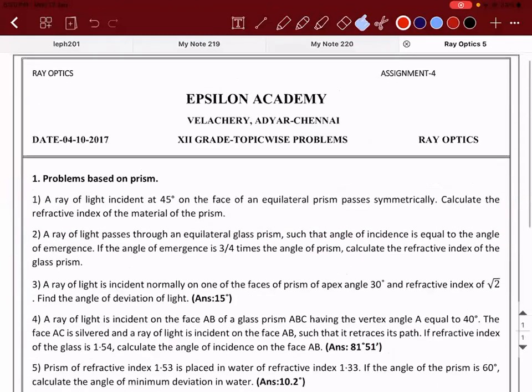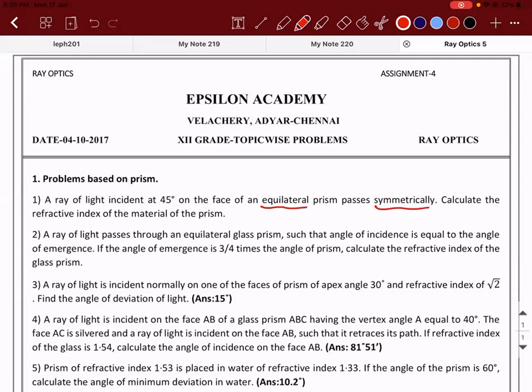Okay, listen. First, try this problem. There is a ray of light which is incident at an angle of 45 degrees on the face of an equilateral prism, and the light ray passes symmetrically. Calculate the refractive index of the material of the prism. Now, who can explain to me the values?